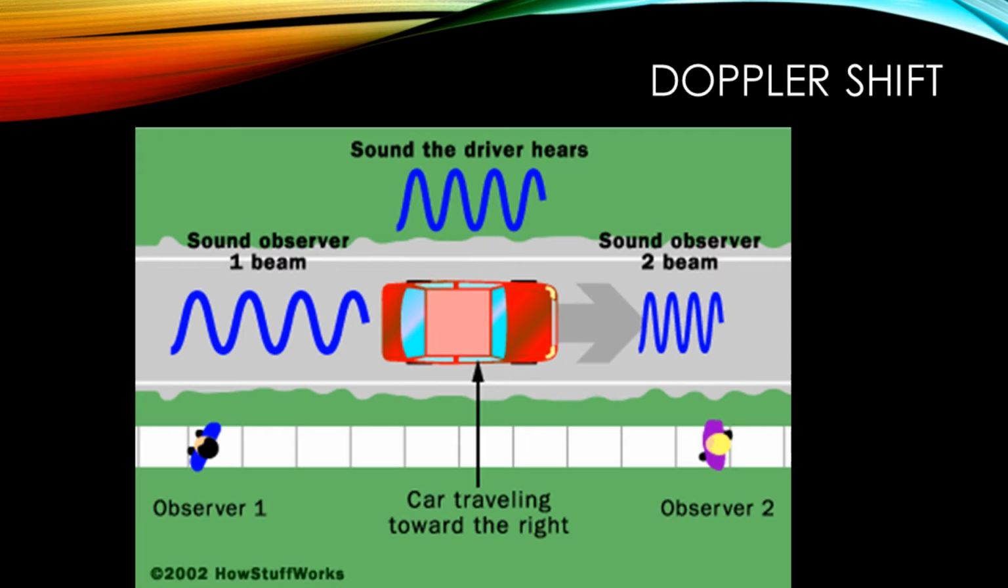Because if you're on that bike, you hear the same sound over and over and over again, that engine turning over. But if you're in front of that bike, as he's moving towards you, those waves are building up on each other. They're shrinking down the wavelengths. And then as he passes you and moves away, those wavelengths stretch out, right?